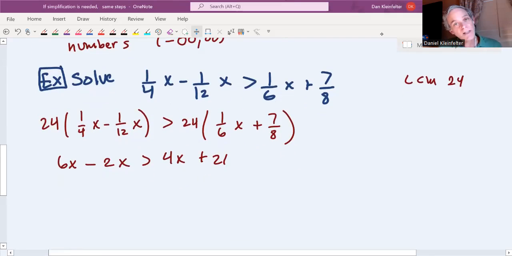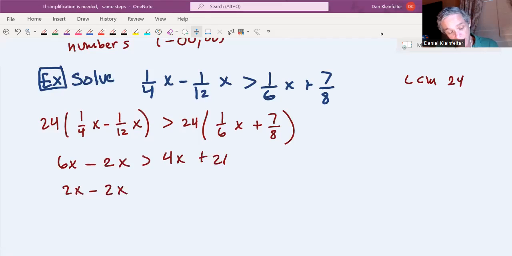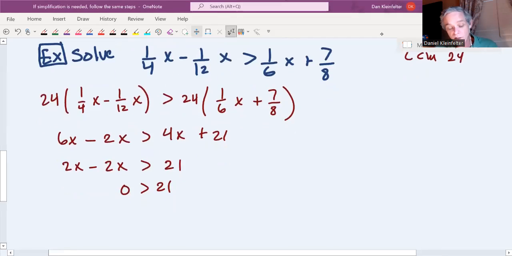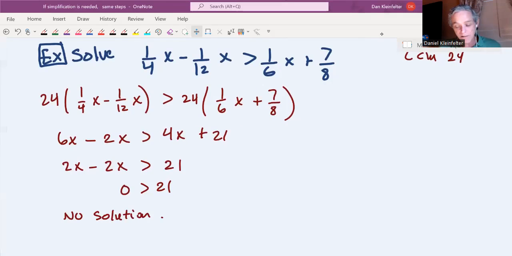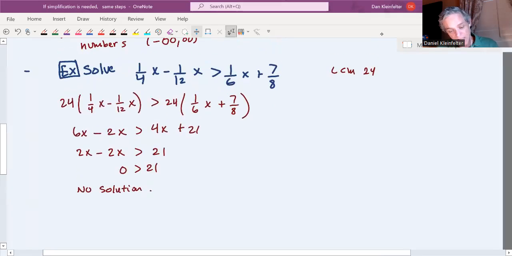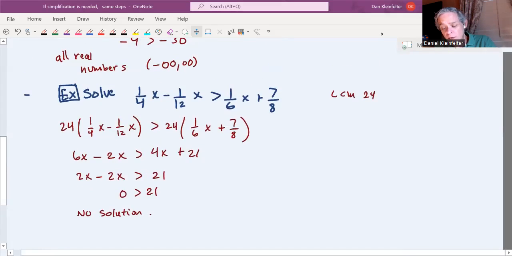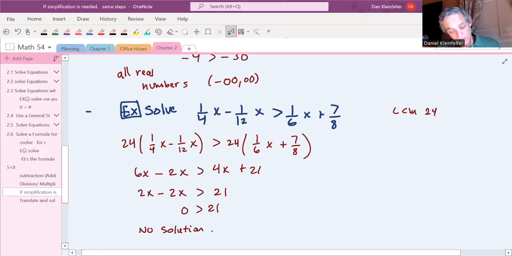We're going to collect the variables onto the left side this time. So I'm subtracting 4x. That'll give us 2x minus 2x, and then a 21 on the right side. So here we have 0 is bigger than 21. Well, there you go. There's our one with no solution to it. Okay, 0 is never bigger than 21. So there's no solution on this one. All right, so that takes care of that. I expected something nicer, but no solution's fine.